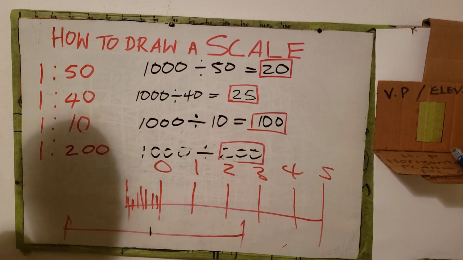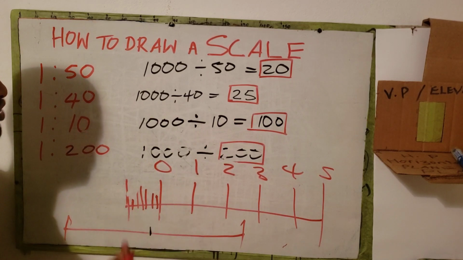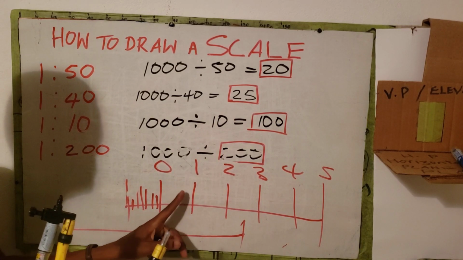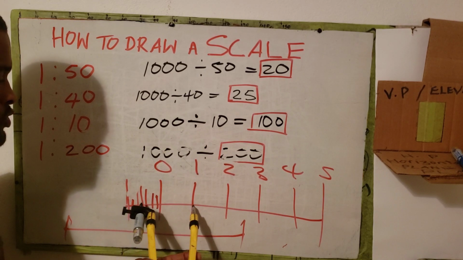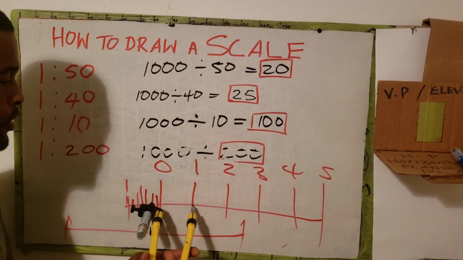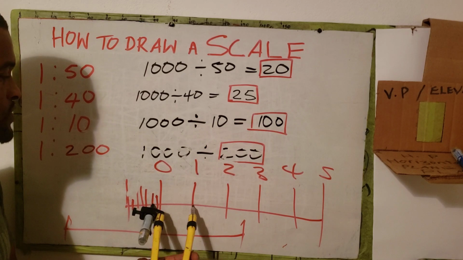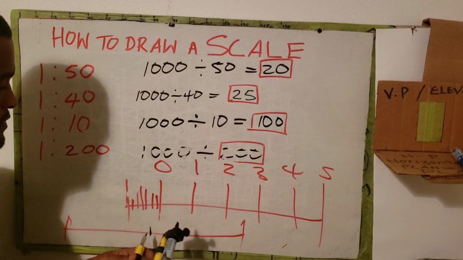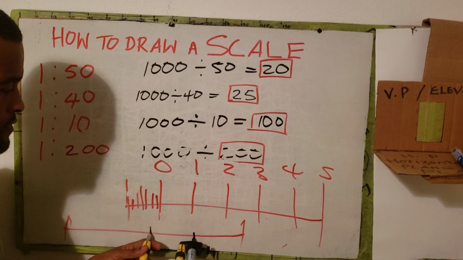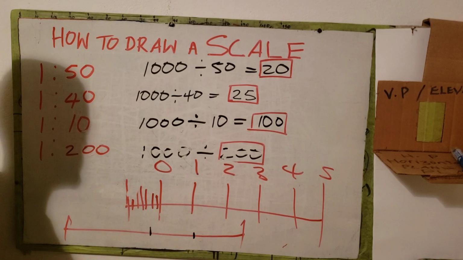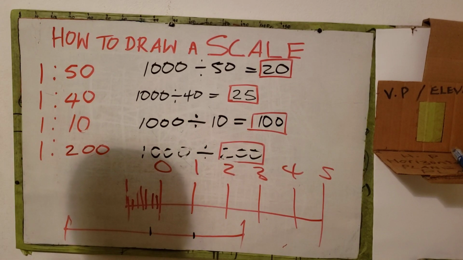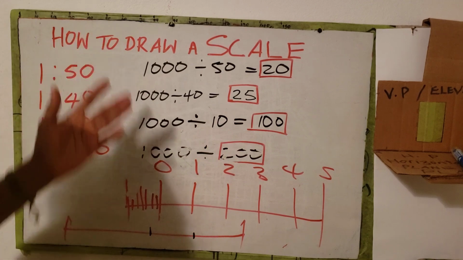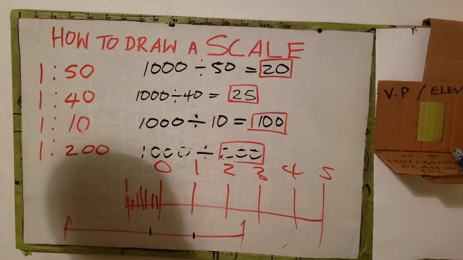Now, I want 1,200. I will then place my compass at 1,000, then go down to the second increment, or to the 200 mark, which is here. And here to here is 1,200. So that's basically how we draw a scale and use scale to transfer measurement.